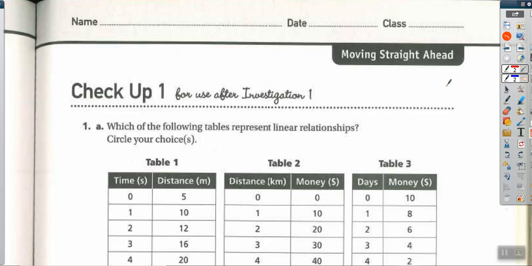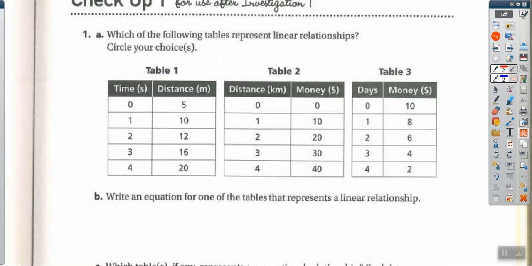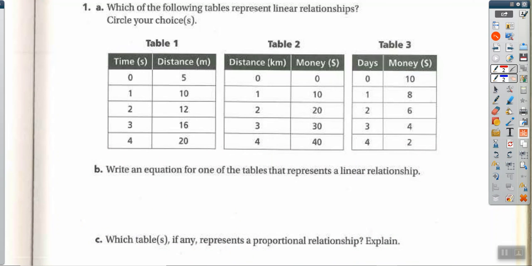We're taking a look at moving straight ahead, checkup number 1. All right, so we have table number 1. We're being asked if table 1, 2, or 3 are linear relationships. And we know a linear relationship has a constant rate of change. So for every one of the independent variable, there'll be a constant change for the dependent variable.